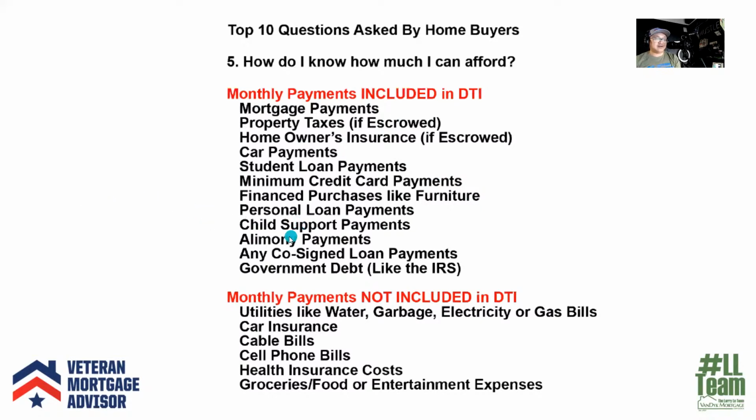Alimony payments, right? If you owe alimony, I think for veterans it's called separate maintenance. I don't know the term for sure, but I think that's what it's called. Any cosigned loan payments, are you paying on another house, right? And government debts, like to the IRS, like let's say you owe taxes. Okay, those are definitely going to be included in your DTI.